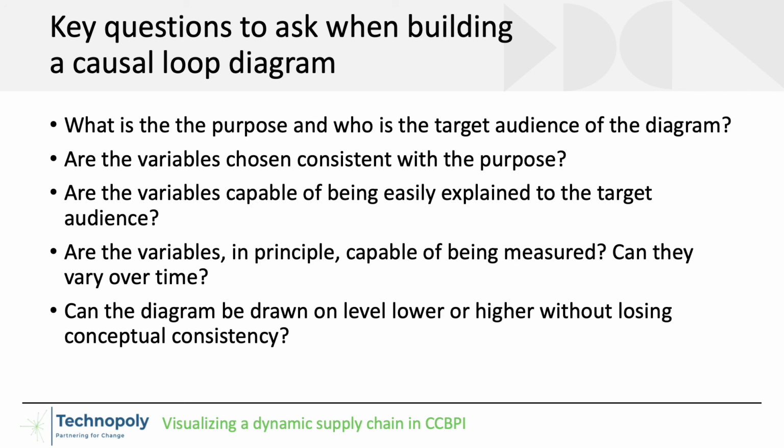Are the variables in principle capable of being measured? Can they vary over time? Or maybe they're relatively constant. In that case, they may not be the right variable at all. Can the diagram be drawn at a level lower or higher without losing the consistency, meaning the clarity of the signs? You don't want to clutter your diagram with too many variables and too many signs. At the end of it all, what you want is a straightforward representation of the links, not something too fancy or too complicated that it loses its value to your audience.